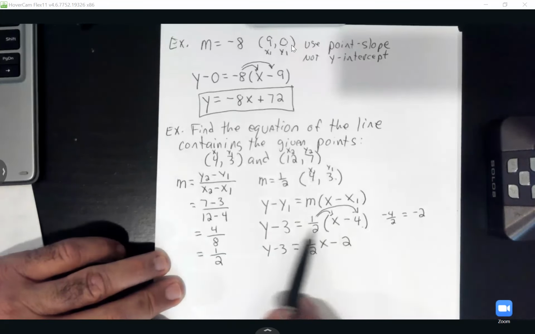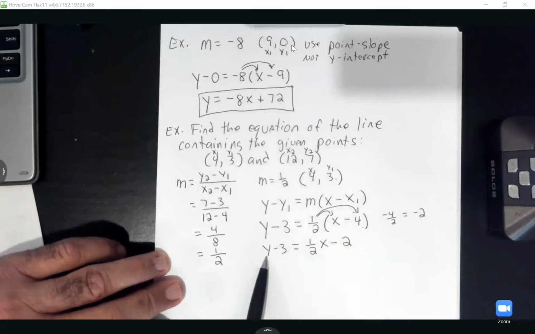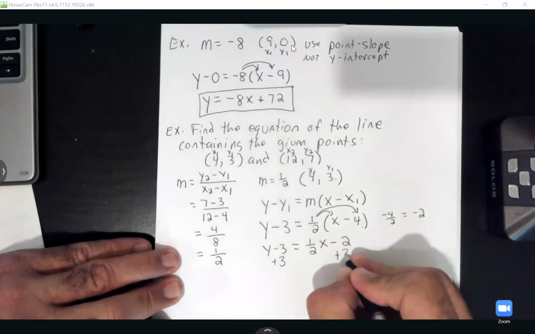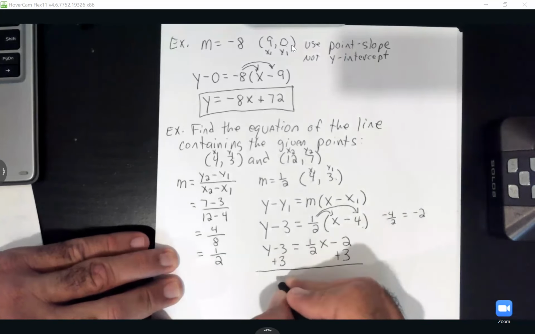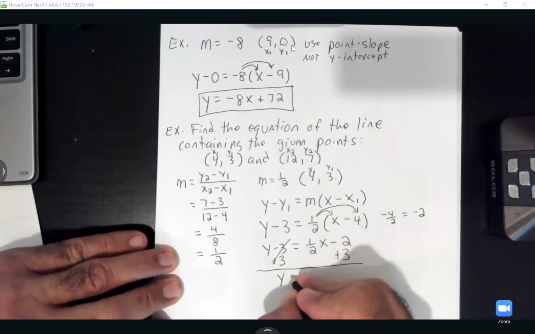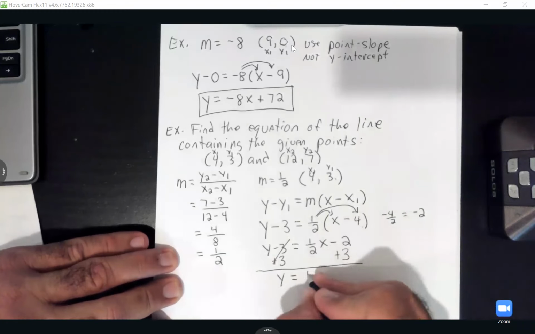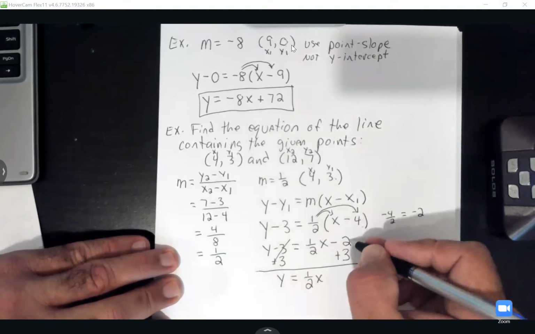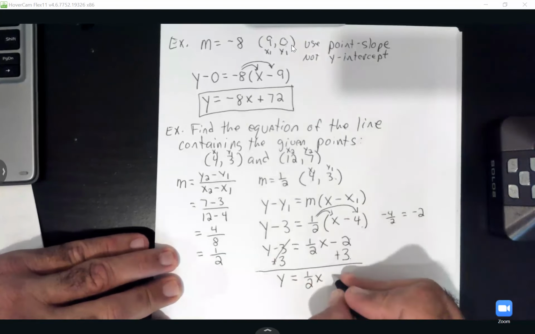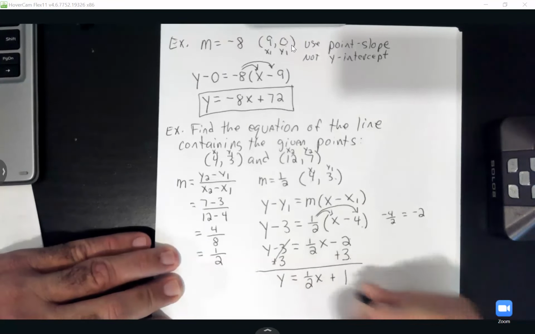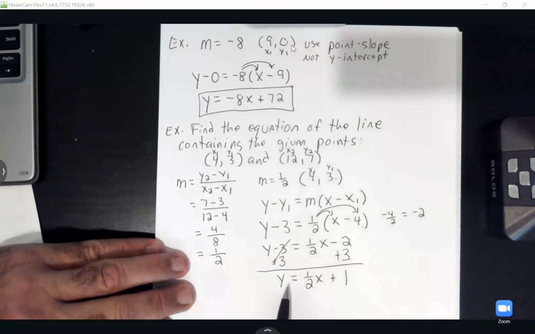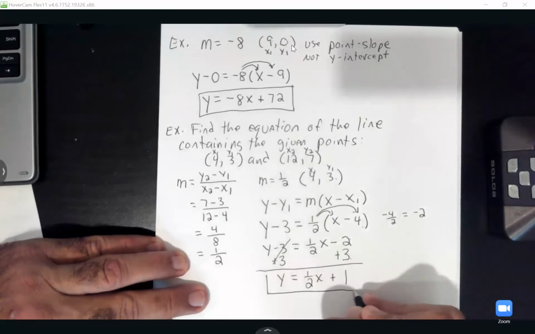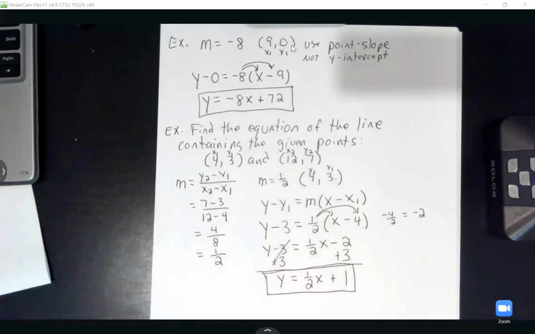All right, y'all, look at this. One more step. To get this y by itself, I got to add 3 to both sides. So look, here comes my y. That cancels. 1/2 x comes down. Because remember, the number can't add to the x's. Here I got -2 plus 3. That's going to give us a +1. I now have my equation in slope-intercept form: y = 1/2 x + 1. So we are done.